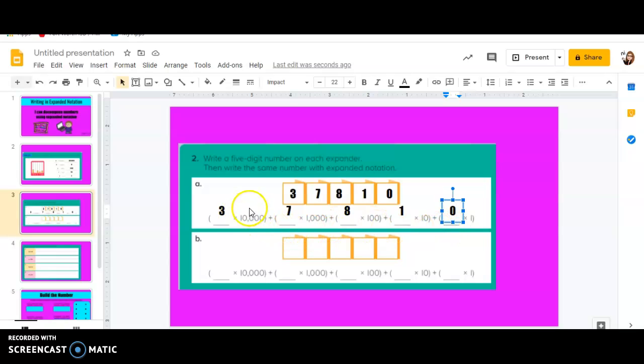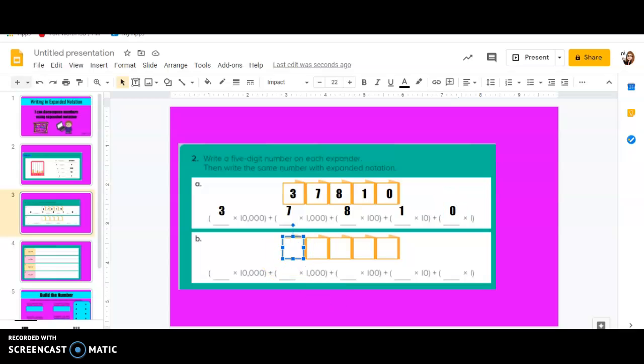So here we see that in expanded notation, to represent the number 37,810, it becomes 3 times 10,000, 7 times 1,000, 8 times 100, 1 times 10, and 0 times 1. And when I group all those different numbers, I want you to notice that in between, I use the plus sign. The plus sign is very important in expanded form and in expanded notation.